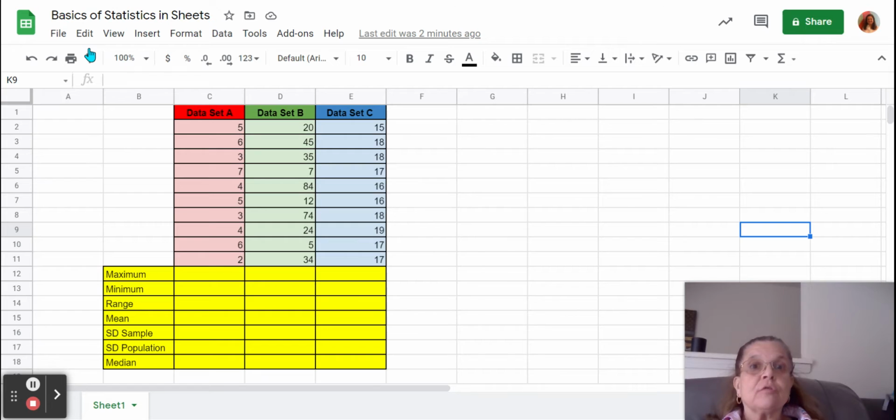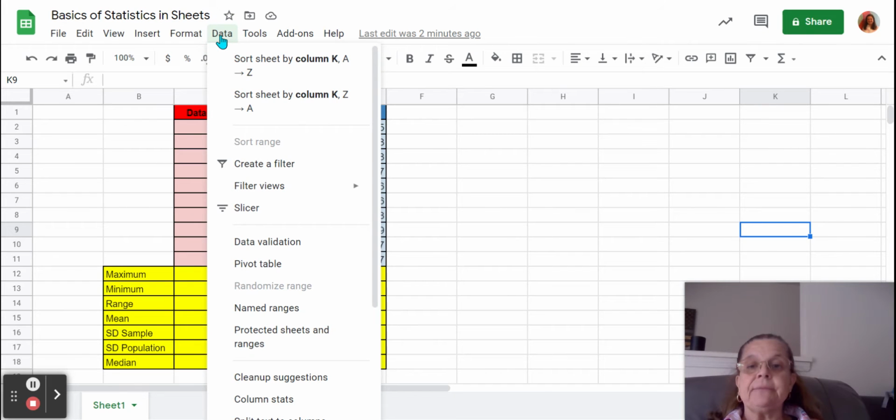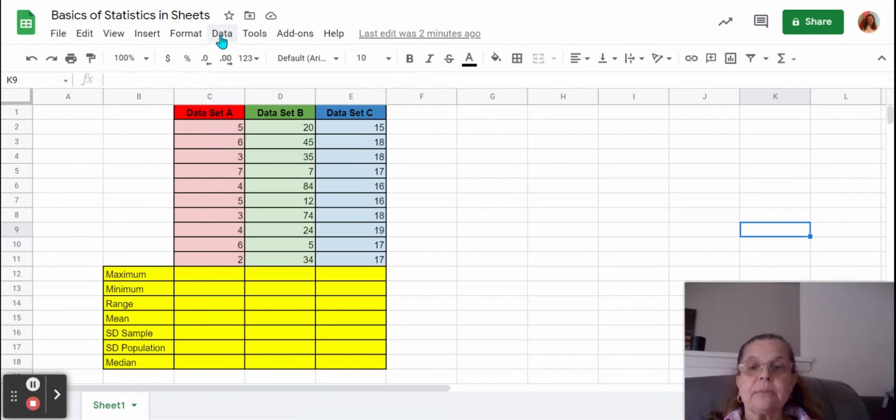So if you look across the top, you will see the words file, edit, view, insert, format, data. And under data, there's a lot of information. So I'm going to unclick this for a minute and go down to the first data set. 5, 6, 3, 7, 4, 3, 5. None of it is any type of order.